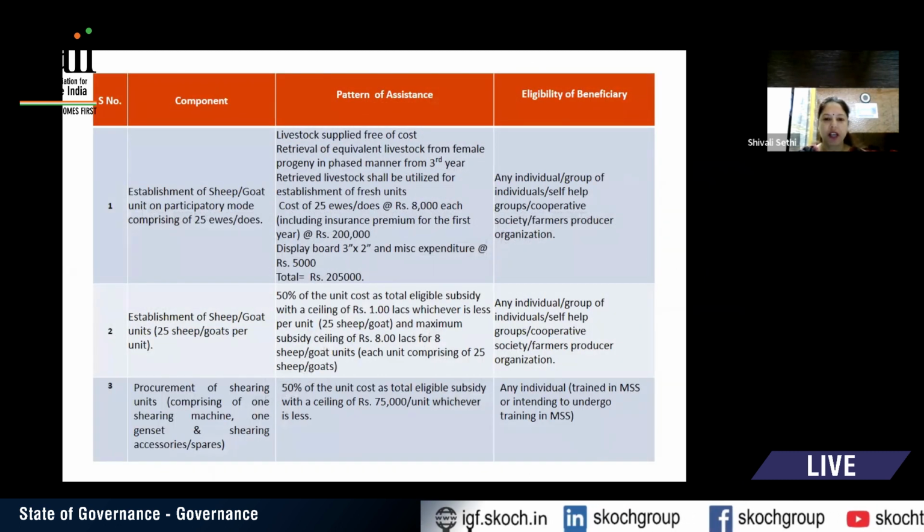This slide mentions the details of financial assistance provided by the department to the breeders. In the units established under participatory mode, the livestock is provided free of cost, and the cost of the unit is 2 lakh per unit, and the beneficiaries get it from the department free of cost. And under subsidy mode, 50% subsidy is provided to the beneficiary with a ceiling of 1 lakh or the total cost of the animals, whichever is less. And then the shearing units are provided with a ceiling of 50% subsidy or 75,000 per unit, whichever is less.